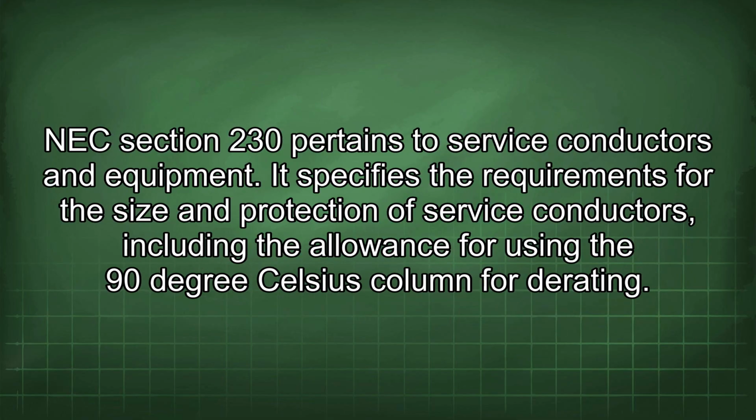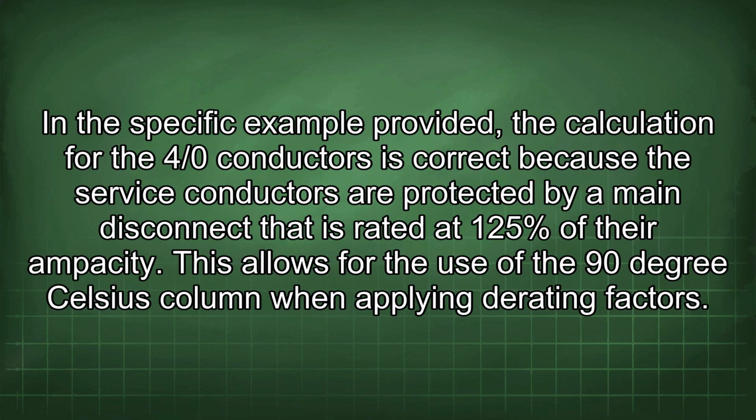NEC Section 230 pertains to service conductors and equipment. It specifies the requirements for the size and protection of service conductors, including the allowance for using the 90°C column for derating. In the specific example provided, the calculation for the 4/0 conductors is correct because the service conductors are protected by a main disconnect that is rated at 125% of their ampacity. This allows for the use of the 90°C column when applying derating factors.